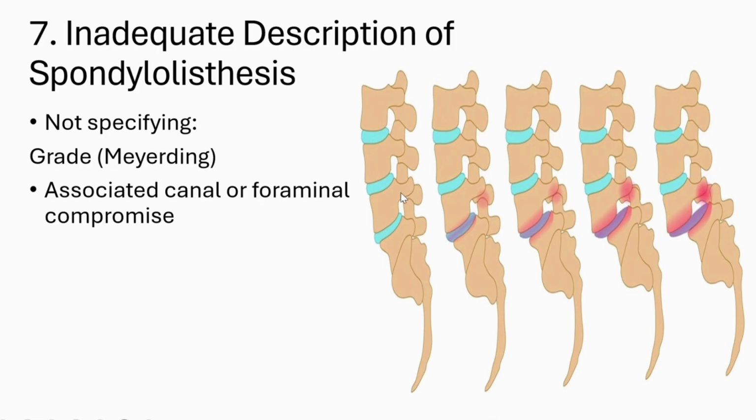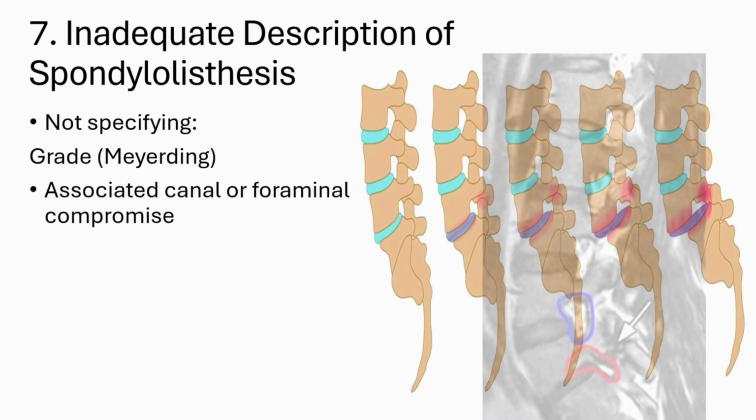So this is the Meyerding grading system. This is the healthy spine. This one is grade 1, that is anterolisthesis of less than 25%, whereas grade 2 is 25 to 50%. Grade 3 is 50 to 75%, and grade 4 is more than 75% anterolisthesis. So this should be defined correctly in the report, and associated canal or foraminal compromise should be mentioned.